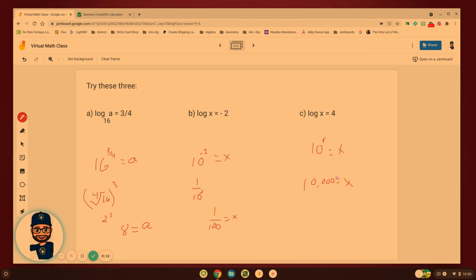Hopefully I'm stressing this enough: we have to be able to convert log forms into exponential form in order to use a lot of our skills to solve. If you have any questions, please make sure that you reach out.